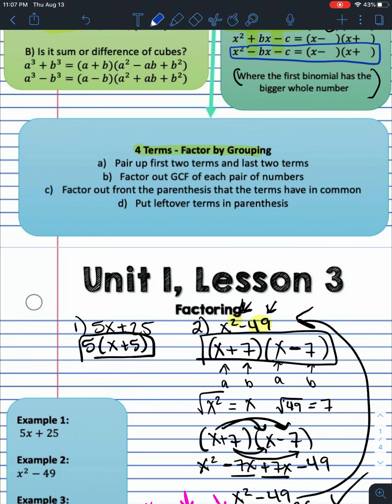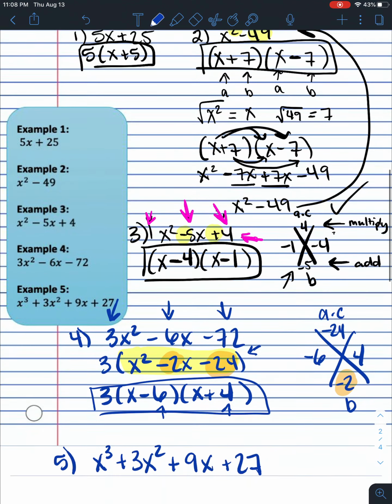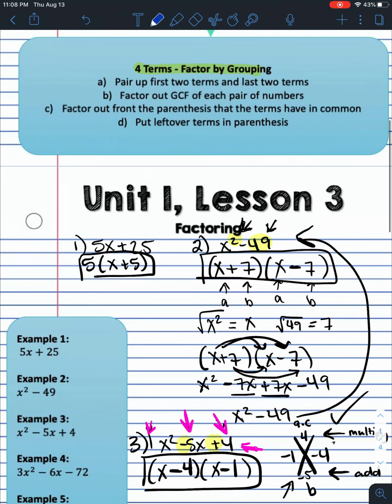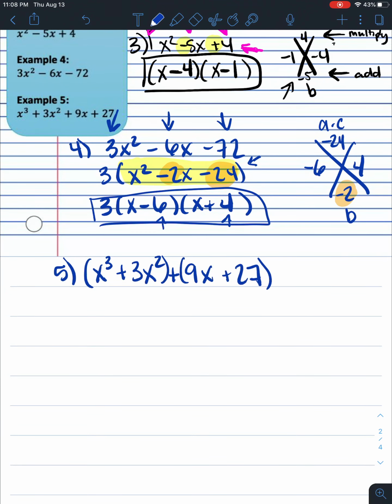All right, so we have 4 terms. Our steps here tell us pair up the first 2 terms and the last 2 terms. So what that's saying is I'm going to group these just like this, okay? So I've put a parentheses in the front, a parentheses behind the second term. I put a parentheses right in front of the third term, and right behind the last term. Now we're going to factor the GCFs out of each pair, okay?